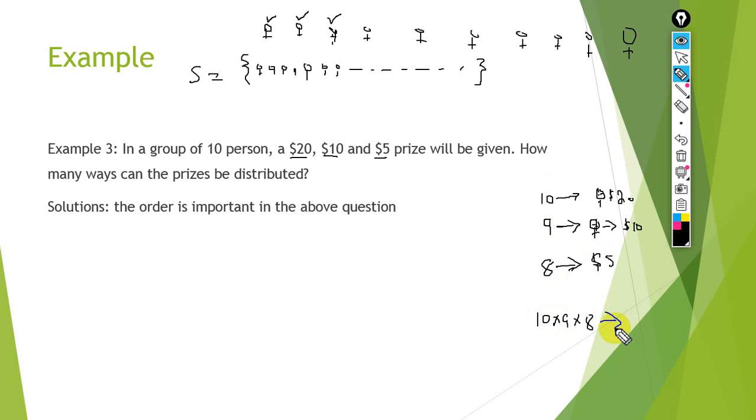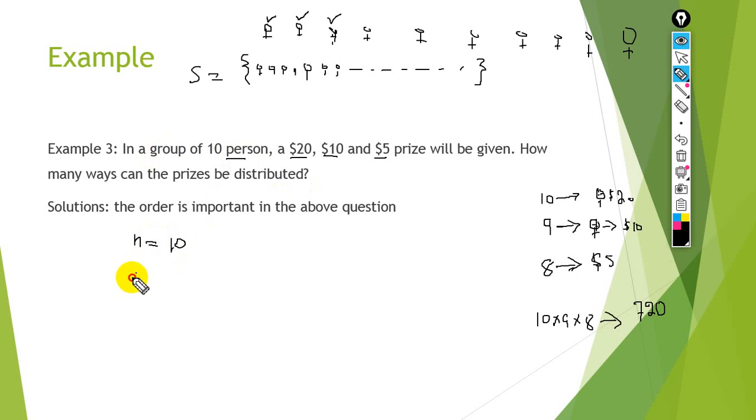Let me just multiply these. 10 multiplied by 9 multiplied by 8 will give you 720. So we will have 720 sample points. Okay. And if you solve it with the formula, here what is n? So n is equal to 10, the total number of persons in a group. So it is equal to 10.